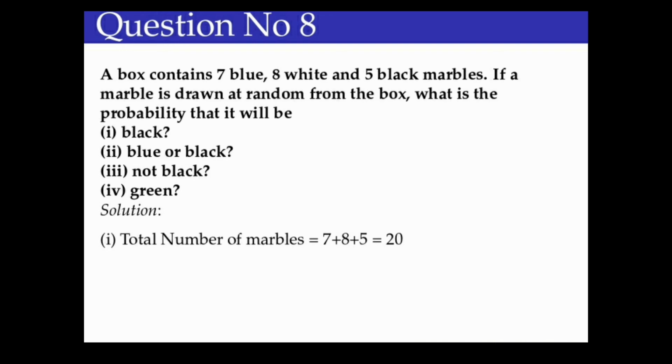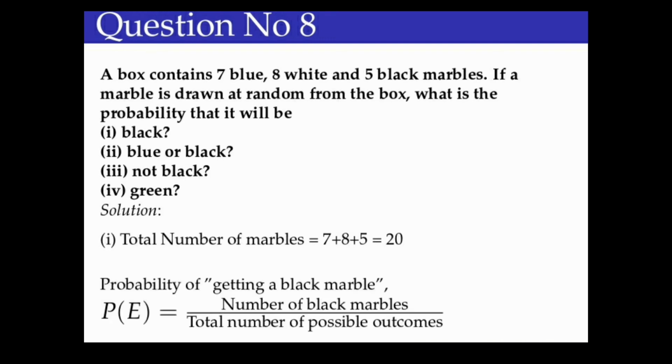So now for the first part, the event E is the sentence in the inverted commas, which is getting a black marble. So the number of favorable outcomes for this event E is nothing but the number of black marbles, isn't it? Because the property of the event E is getting a black marble. And the number is 5. So the final answer is 5 by 20, which is 1 by 4.